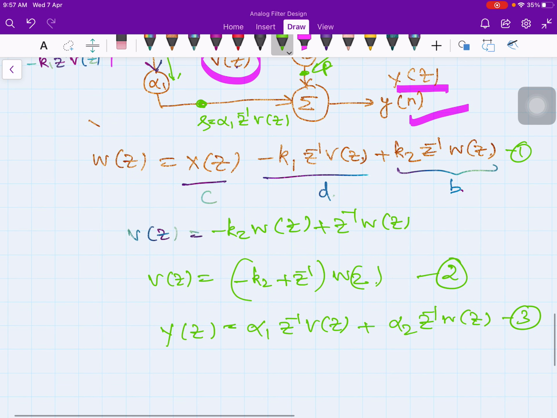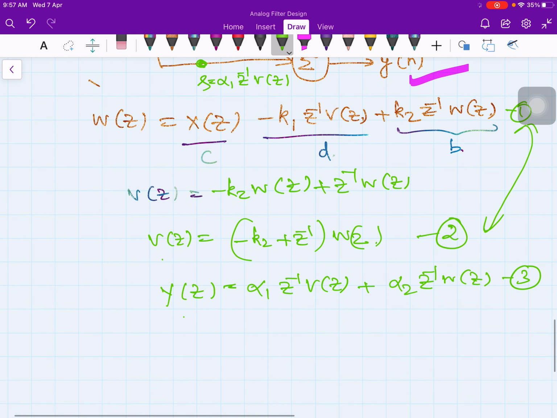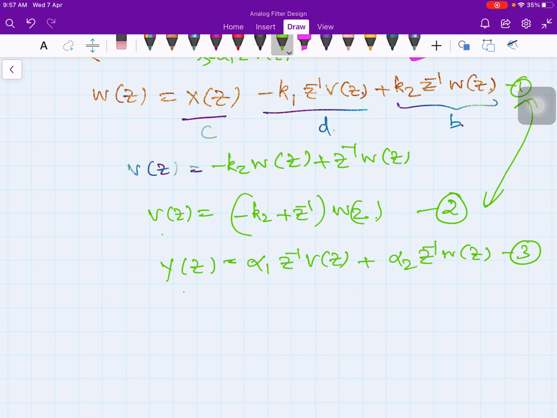So you have three unknowns, y of z, v of z and w of z, and v and w are already related through these two equations 1 and 2. So all that you have to do now is to eliminate w. Whatever way you do the algebra, you can verify. Okay, let me do it, no problem.